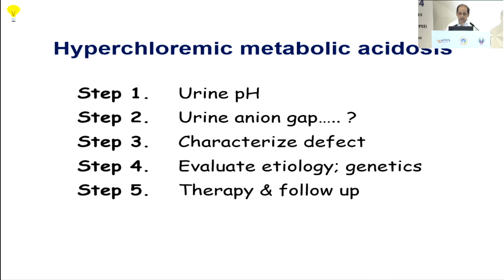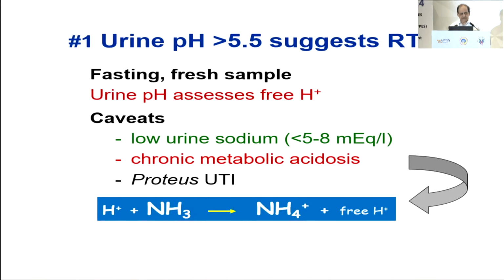Now, once you have a normal anion gap acidosis, so you have metabolic acidosis with a low bicarb and therefore a high chloride, that's why we call it hyperchloremic metabolic acidosis. How do you evaluate further? We'll just go through the steps here. So the first step is to look at the urine pH.